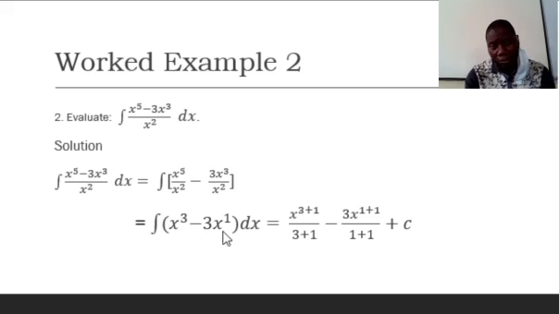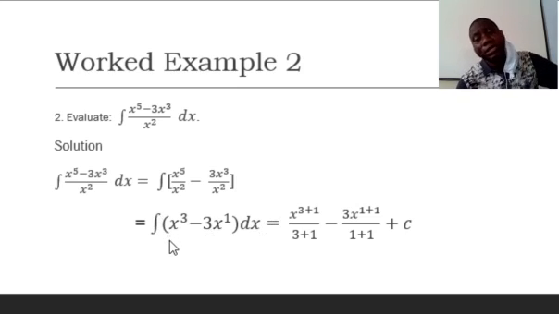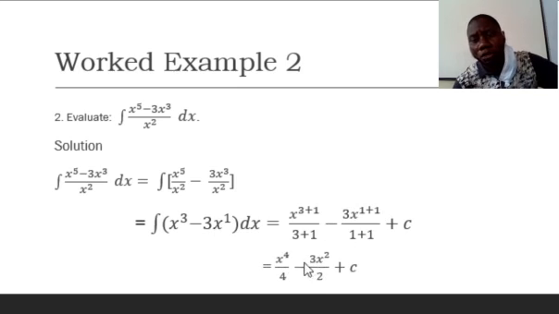So this function is easy to integrate, and don't forget the process. The process is to increase the power of x by 1 and divide by the new power. That will be x raised to the power 3 plus 1 over 3 plus 1, minus 3x^(1+1) over 1 plus 1. This is going to give me x^4 over 4 minus 3x^2 over 2 plus c. And that is the end of the problem.